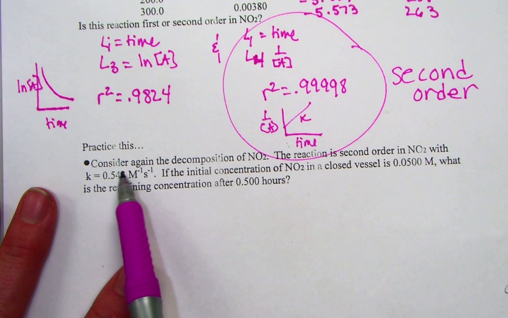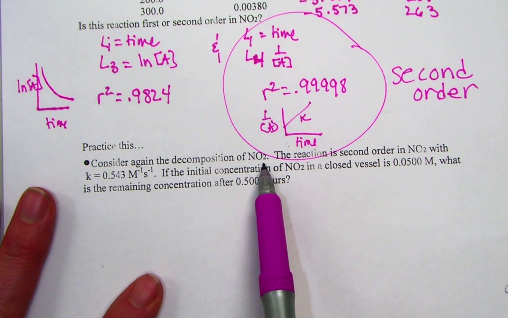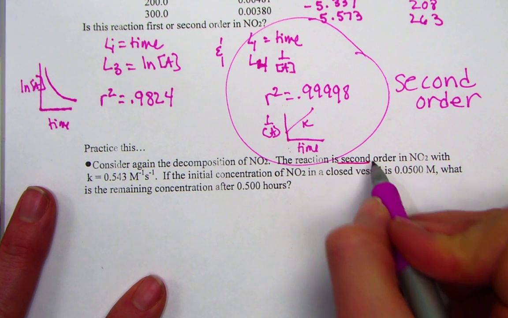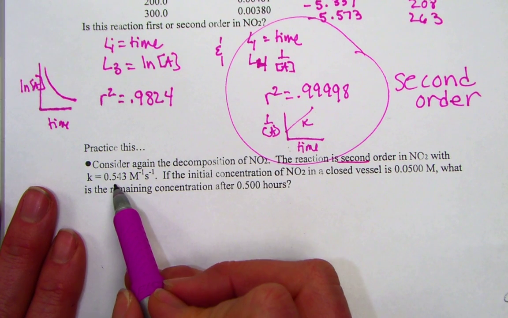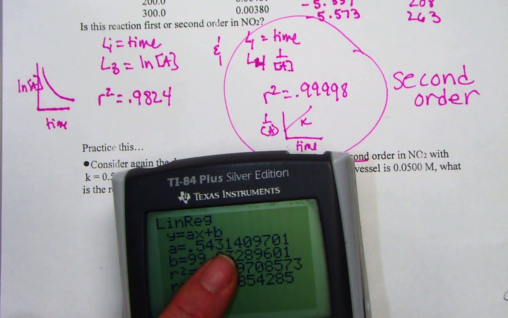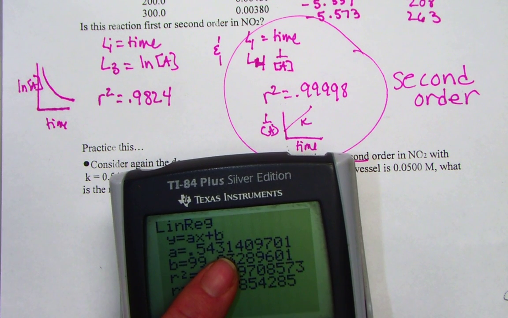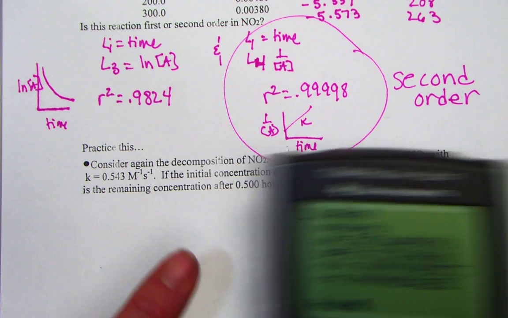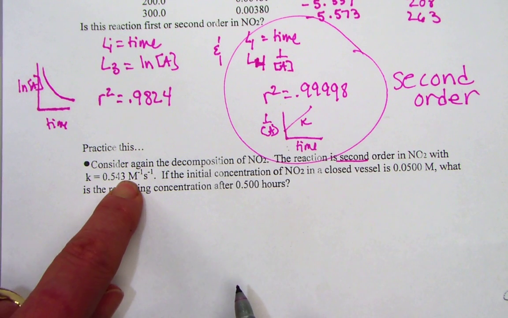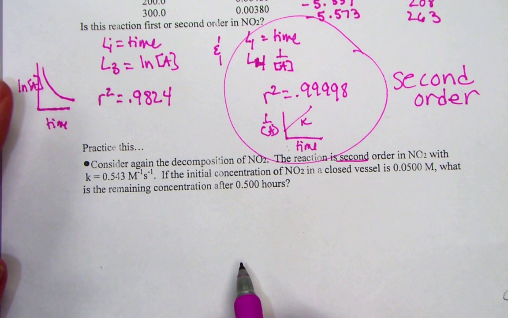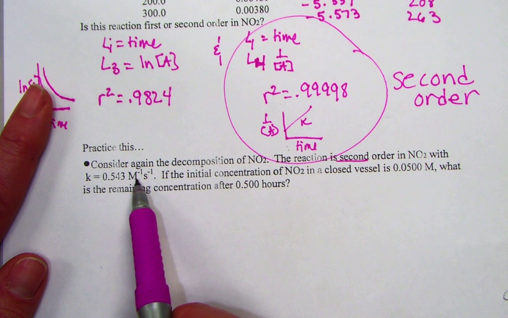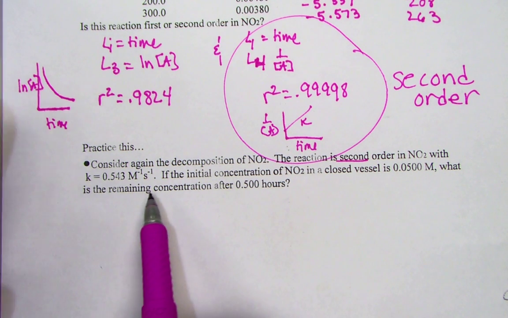Practice this. Consider again the decomposition of NO2. The reaction is second order with respect to NO2. The K constant is 0.543. Notice that's exactly what was on our calculator screen a moment ago for the slope of the line, the K constant, 0.543. So again, that's verified in the next part of our problem to match the second order choice. If it's second order, molarity to the -1, seconds to the -1 makes sense for that rate constant, doesn't it? 1 minus the overall.